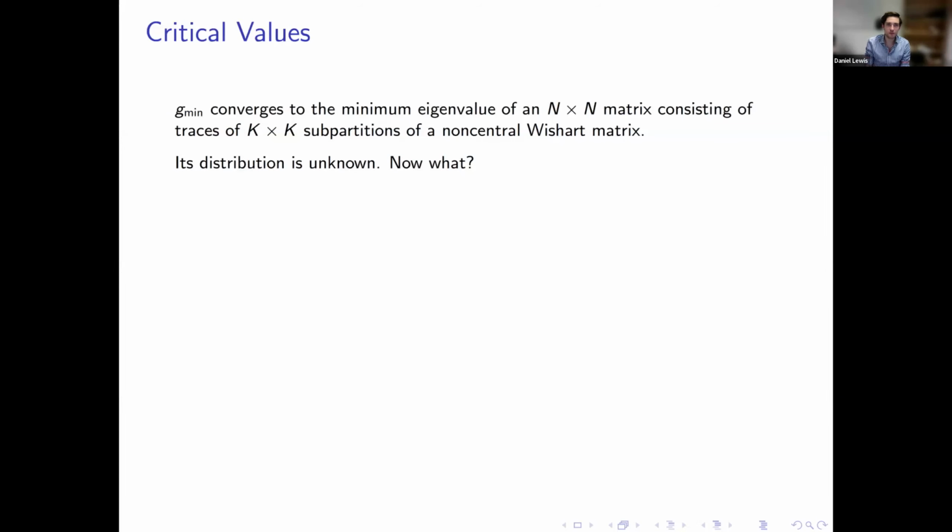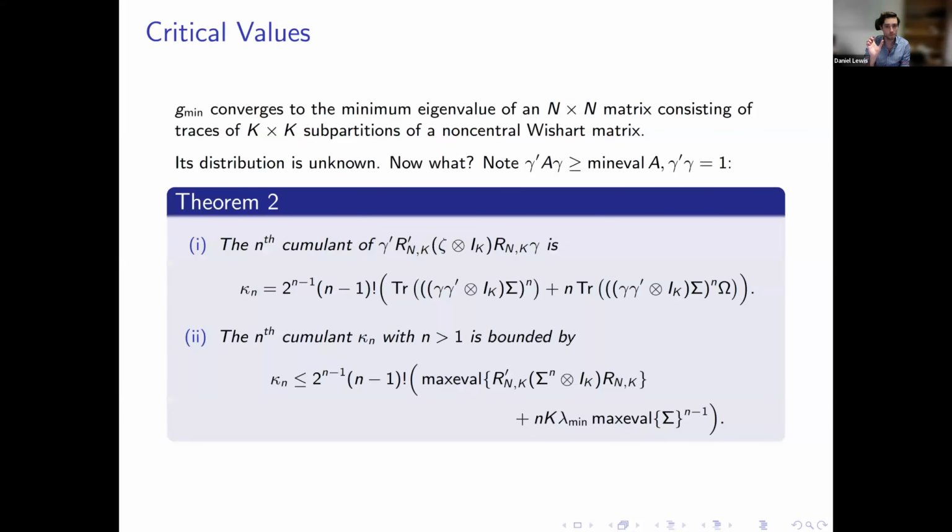So as I've said on the previous slide, G-min is going to converge to the minimum eigenvalue of an N by N matrix consisting of the traces of each of the K by K subpartitions of a non-central Wishart matrix. We don't know what this distribution is. What can we do in this setting? We're going to start by using a trick straight out of Stock and Yogo, which is to note that for any unit vector gamma, gamma prime times A times gamma is an upper bound on the minimum eigenvalue of the matrix A.